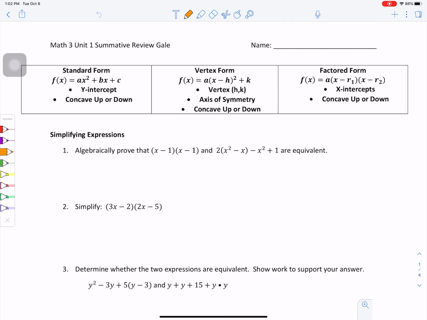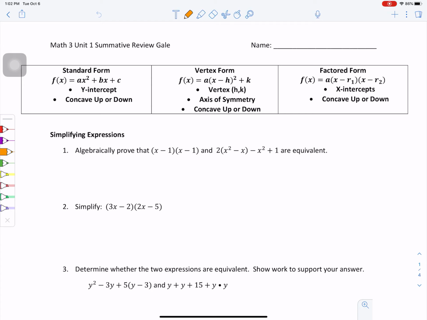Well, in this video today, I'm going to be talking about the Unit 1 summative review for Mrs. Gale's class. This is the first half of the review. Problem number 1. It says algebraically prove that the quantity x minus 1 times x minus 1 and the quantity 2 times x squared minus x squared plus 1 are equivalent.